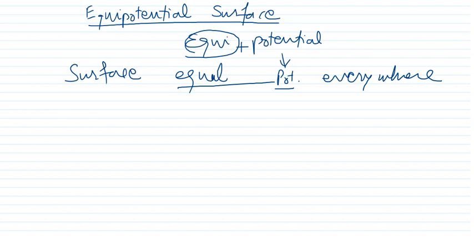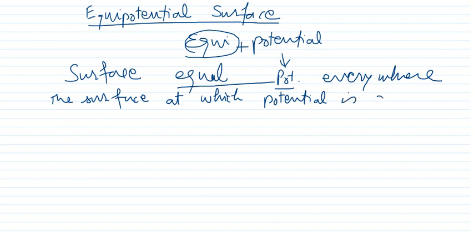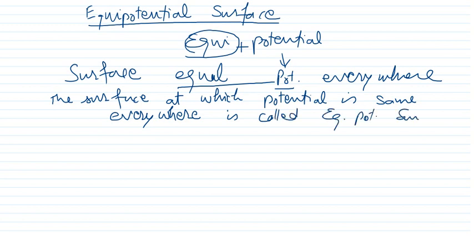Two types of definitions are there. The surface at which potential is same everywhere is called equipotential surface.